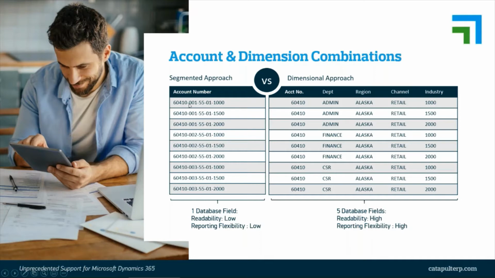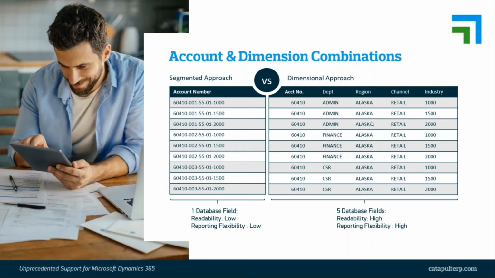At the point of data entry, you'd be picking your natural account, and then you'd be picking your segments while transacting. So in GP, for example, that would be a concatenated string, typically broken by either spaces or hyphens, that use digits to delineate what the department might be, what the region might be, what the channel might be, and the industry, for example.